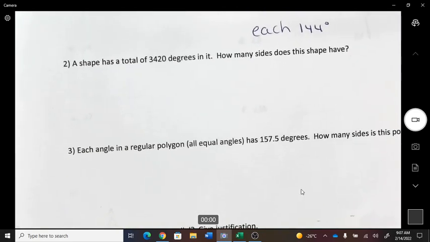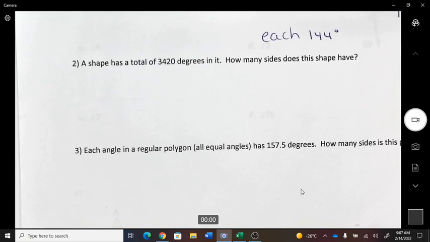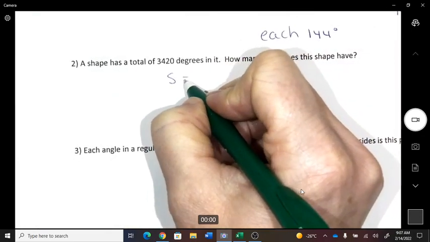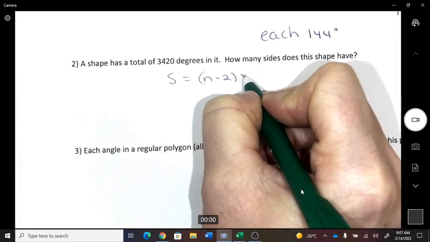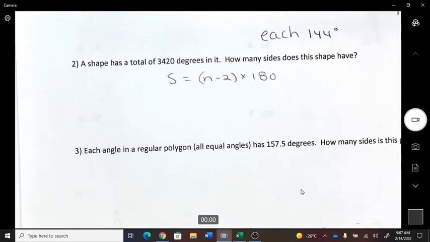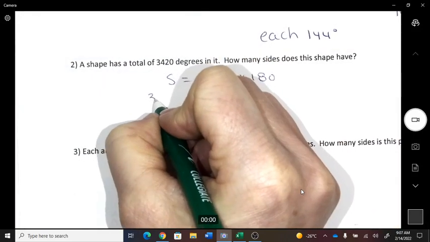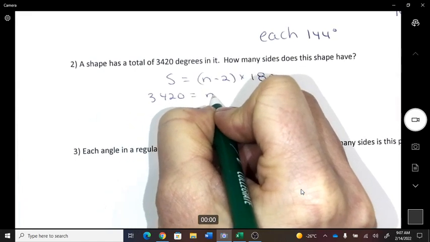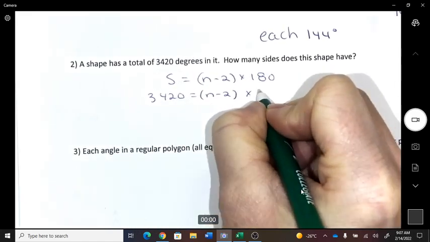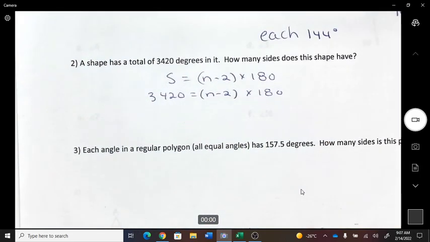Okay, next, a shape has a total of 3420 degrees in it. How many sides does the shape have? So I'm going to be thinking about the same formula there. But this time I gave you the total sum. So how do we solve for n?